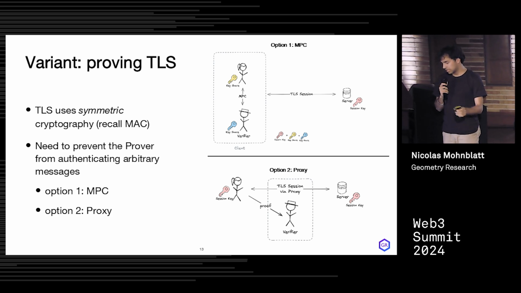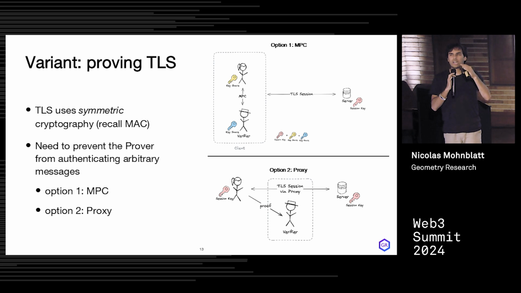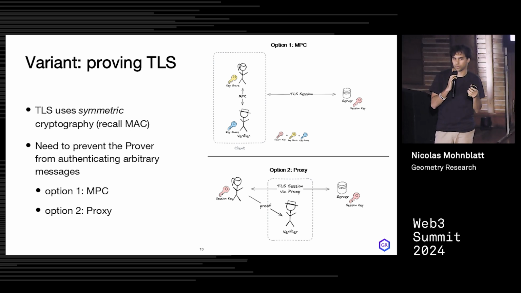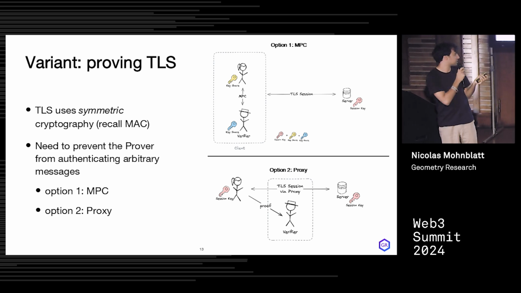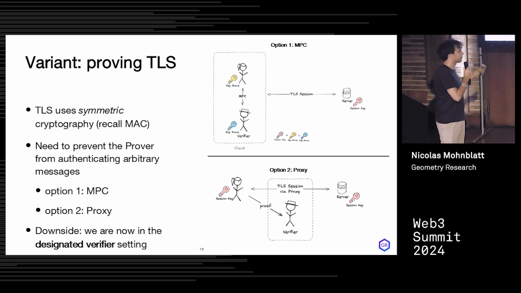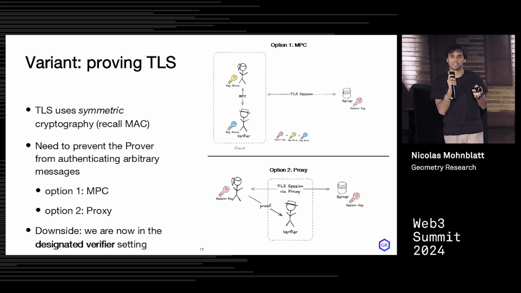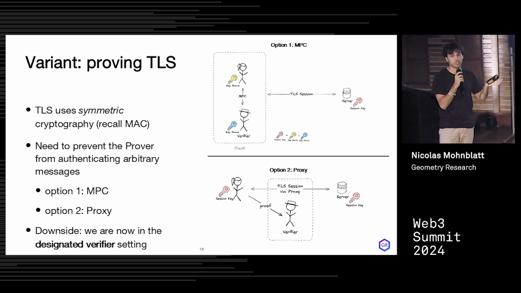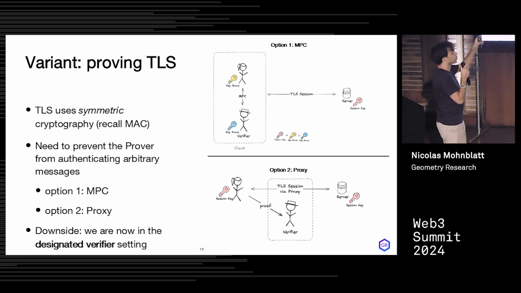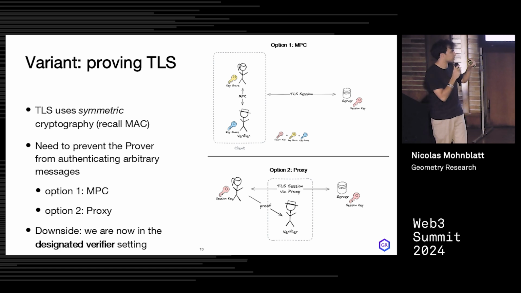So these are two options to sort of recreate non-repudiation, even though you don't have it. The downside is you're now in this sort of designated verifier setting. There's only one person who knows for sure that they were part of the MPC, or one person who knows for sure that they were actually acting as a proxy, and it's the verifier.